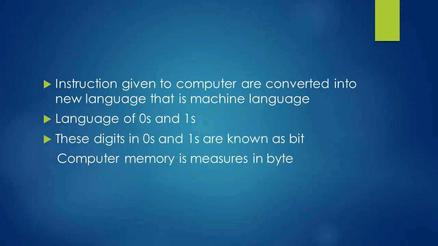Instructions that are given to computer are converted into a new language. It is called machine language. The language of computer is machine language. It's a language that is in the form of zeros and one. The digits in zeros and one are known as a bit. Computer memory is usually measured in terms of byte.